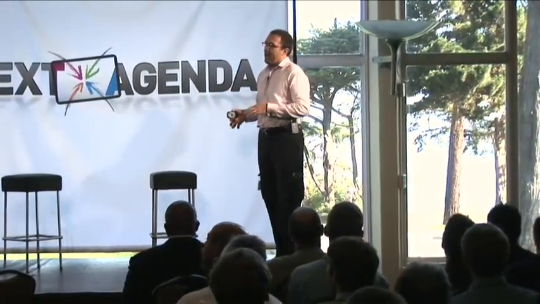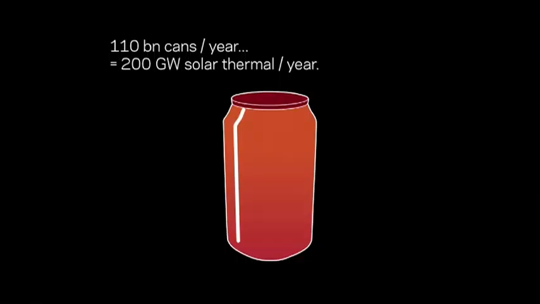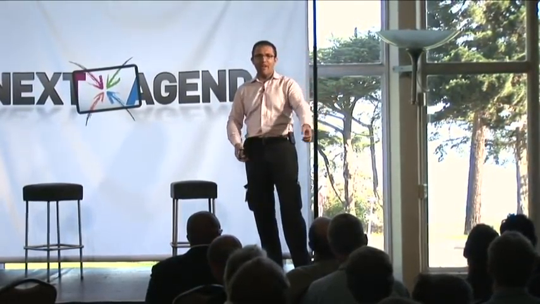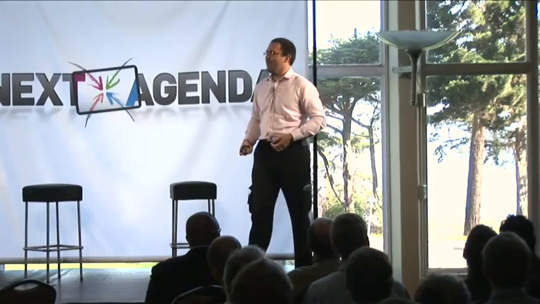So Americans consume 110 billion soft drink and beer cans every year. If you cut those cans in half or otherwise unrolled all of that aluminum, polished it and made it into solar thermal mirrors, that would be 200 gigawatts installed capacity per year. So, you know, a new business model for Coca-Cola is start just selling the sugar again and actually, you know, become a solar thermal company.